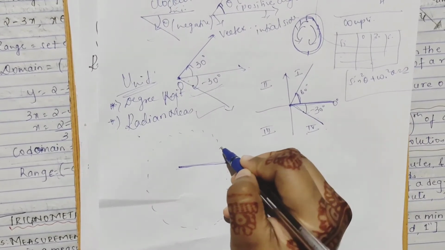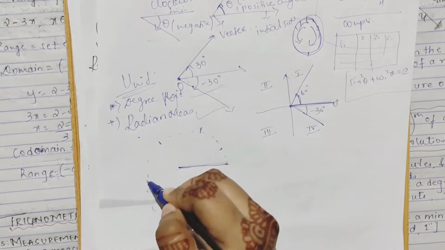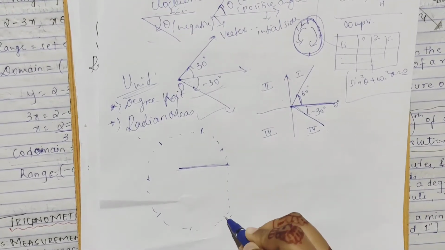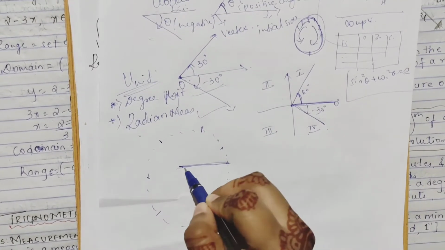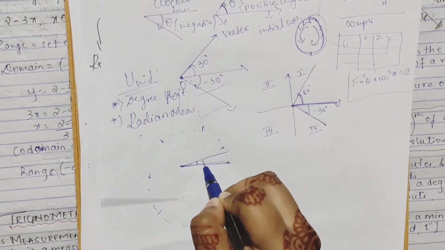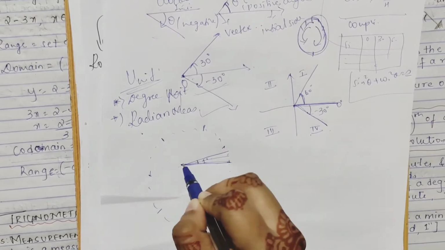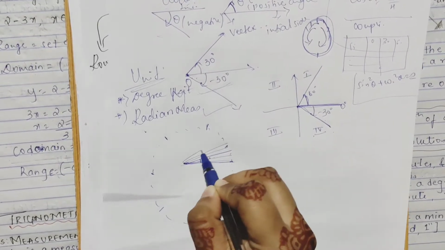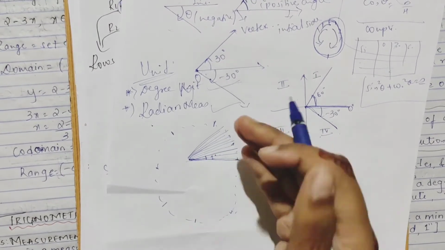Now here, 1 unit, if I draw 1 unit where I am just cutting this circle, this we call a degree. If it makes an angle, this we call 1 degree, and this 1 degree will be having 1/60th parts.